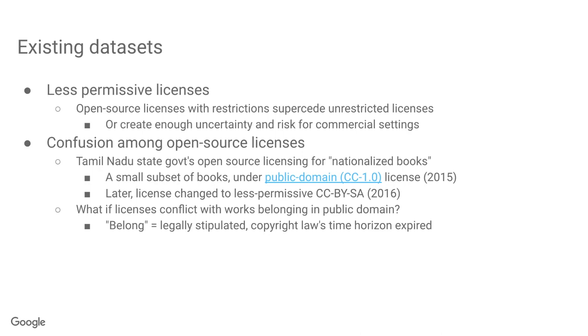And then there's the question of what if the licenses conflict with works that belong in the public domain? And by belong, I mean legally stipulated, the copyright laws say that a certain work should be in the public domain. So if there's a publisher of a dictionary and that dictionary has gone into the public domain, but then the publisher is releasing that same dictionary under a somewhat less permissive license, then what do you do?